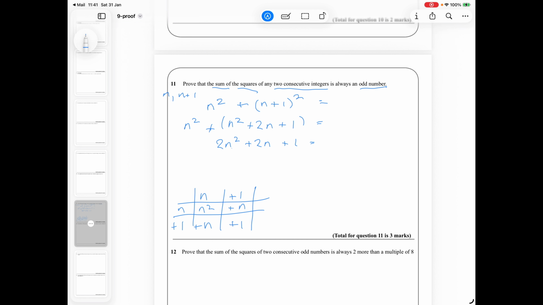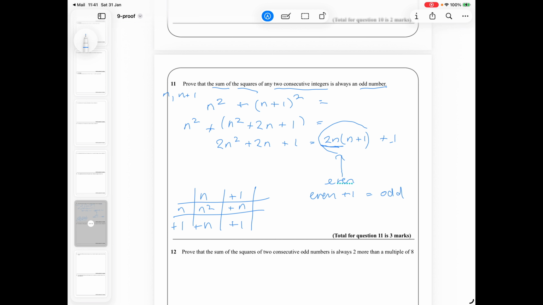And you could actually take the 2 out, so we can even take 2n out. So 2n(n plus 1), and then at the end it's plus 1. So anything that's times by 2 is going to be even. This bit is going to be even, and then an even plus 1 always equals an odd. So that's why we end up with that.